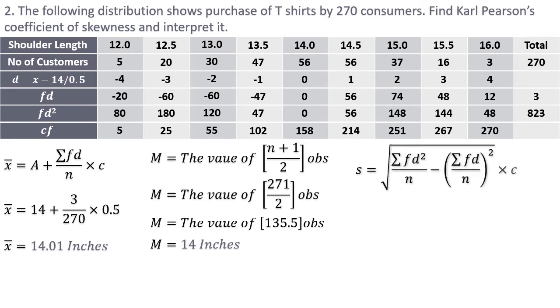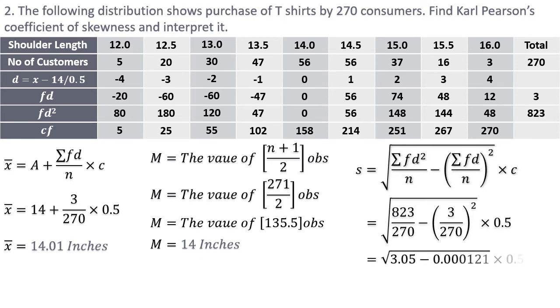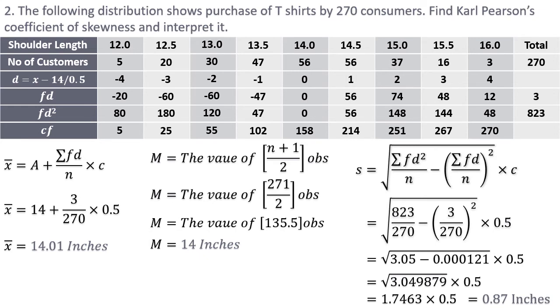Next is standard deviation, the shortcut method. Square root of summation FD square upon N minus (summation FD upon N) the whole square, into C. Now FD square is 823, N is 270, minus (FD is 3 upon 270) the whole square, the whole root, into 0.5. 823 upon 270 is 3.05, whereas 3 upon 270 and then the whole square is 0.000121. When you find the difference you get 3.049879. Then get the square root first and then multiply it with 0.5 and you will get your answer, 0.87 inches. So the standard deviation of the shoulder length of t-shirts is 0.87 inches.